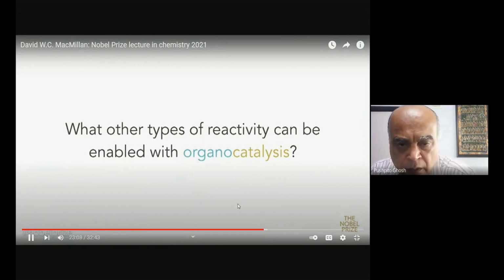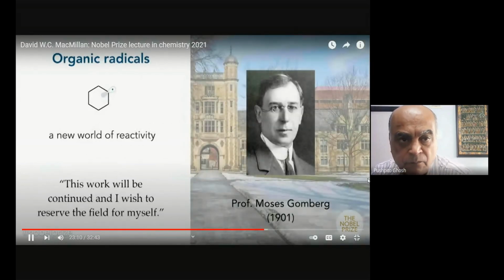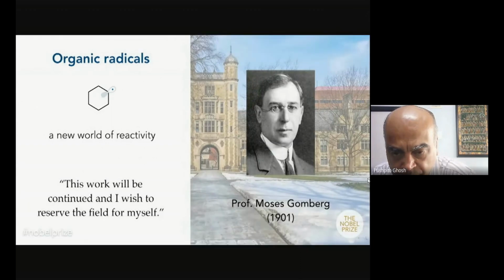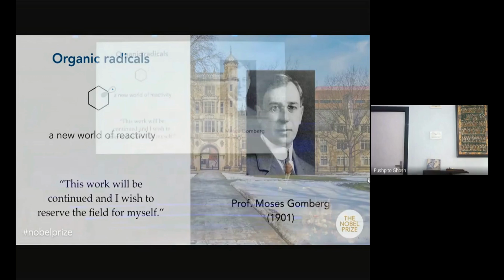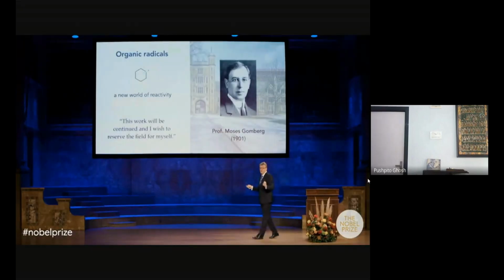The next type of reactivity we became interested in was organic radicals. So this is Moses Gomberg, who's the person who discovered radicals in 1901. There's this really wonderful statement in his manuscript that says, "This work will be continued, and I wish to reserve the field for myself." Well, clearly that did not happen. All of the chemistry world started to use radicals.